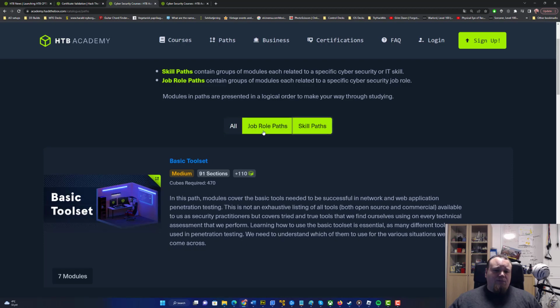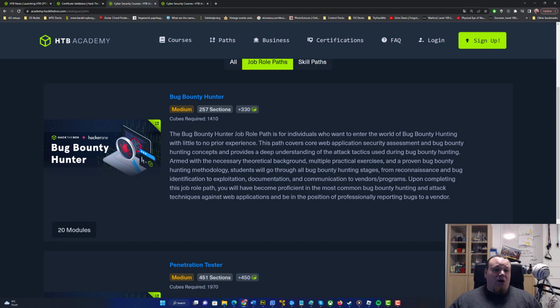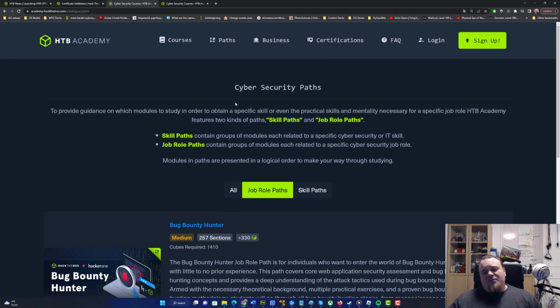So yeah. Oh, we can actually see the amount of cubes it costs here to buy them. 20 modules, oh my, bug bounty, pen tester, so that's a lot. It reminds me of TryHackMe in many ways.